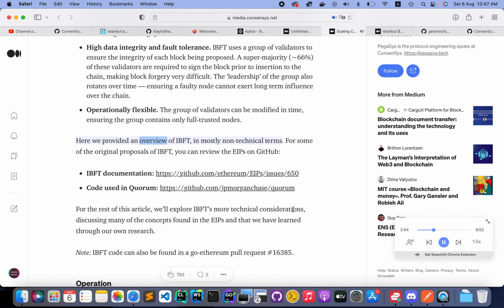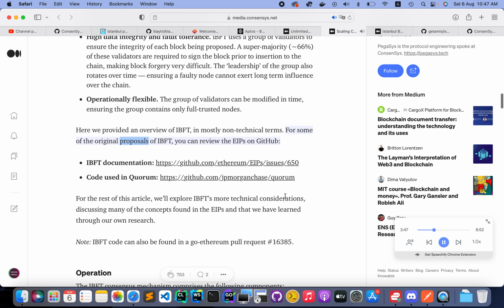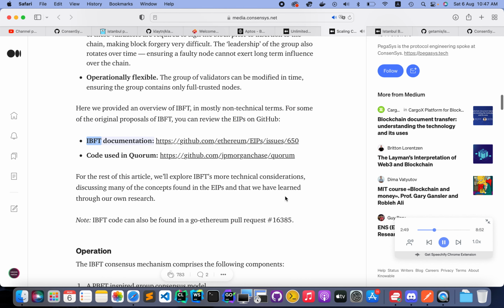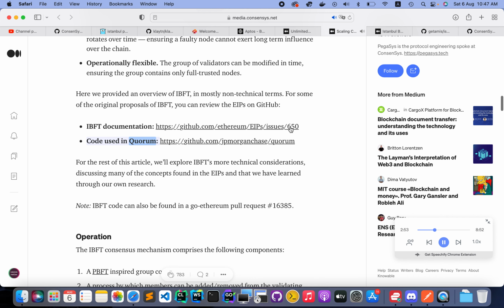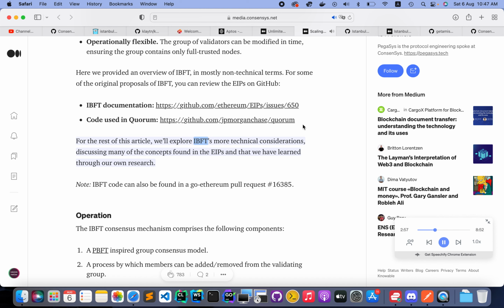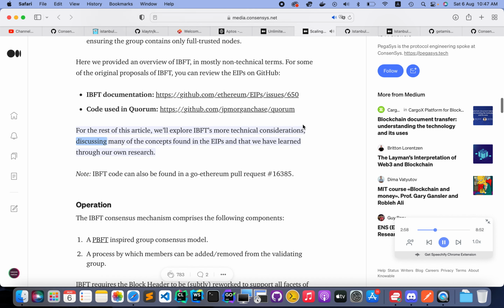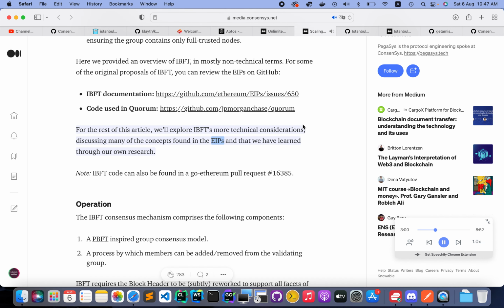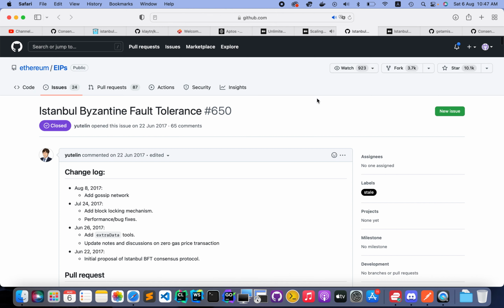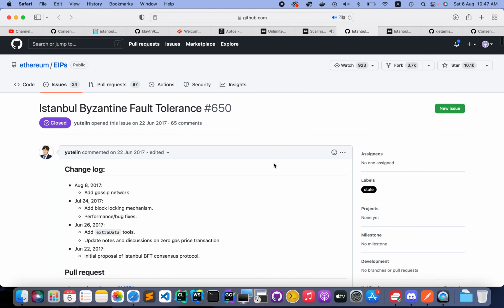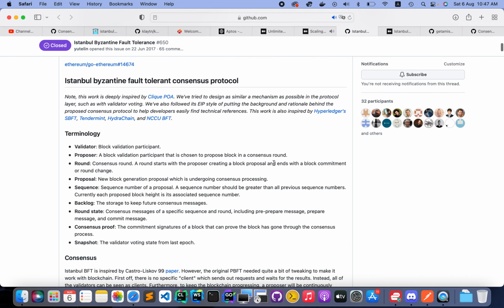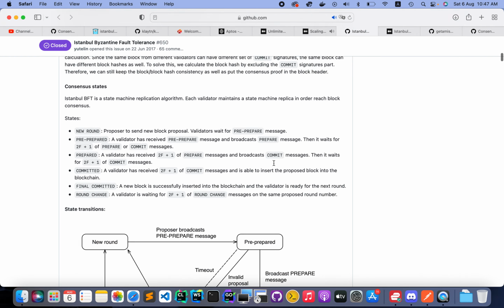Here we provided an overview of IBFT, in mostly non-technical terms. For some of the original proposals of IBFT, you can review the EIPs on GitHub. IBFT documentation, GitHub.com. Code used in Quorum, GitHub.com. For the rest of this article, we'll explore IBFT's more technical considerations, discussing many of the concepts found in the EIPs and that we have learned through our own research. Note: IBFT code can also be found in Go Ethereum pull request number 16385.